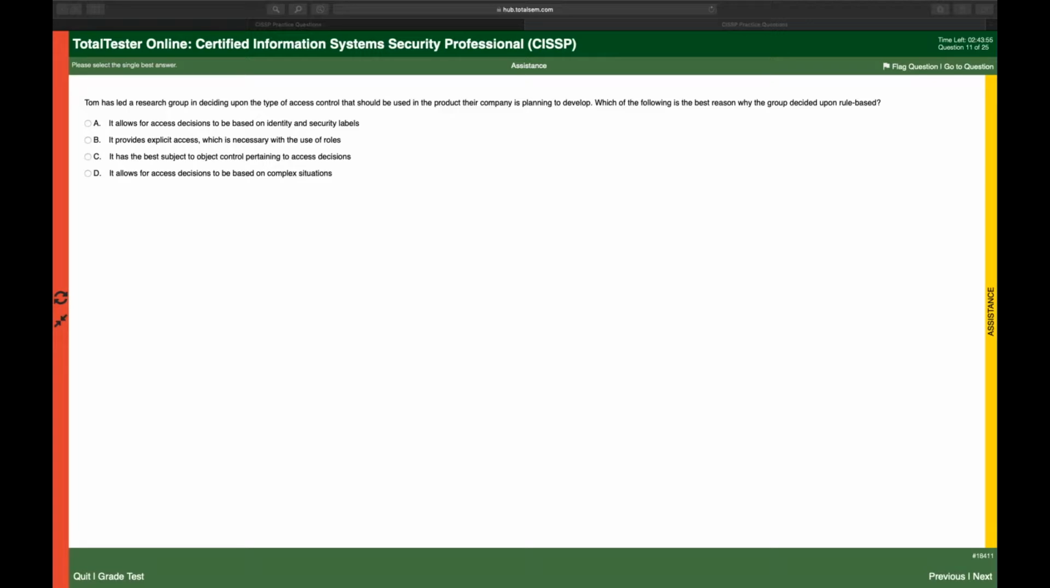Rule-based access control versus role-based access control. Both of those are types of mandatory access control, where you have a central authority, as opposed to discretionary access control, where multiple individuals can determine access decisions for how subjects access objects. But for rule-based, imagine creating a bunch of rules just like a firewall to determine how subjects can access objects. You can make them handle pretty complex situations.